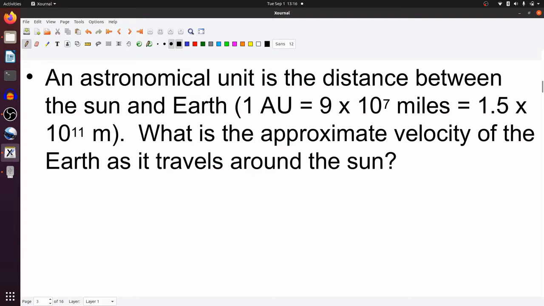An astronomical unit, which we're going to use in this chapter, is the distance between the sun and the earth, and 1 AU is around 9 times 10 to the 7th miles, or 1.5 times 10 to the 11th meters. What is the approximate velocity of the earth as it travels around the sun?